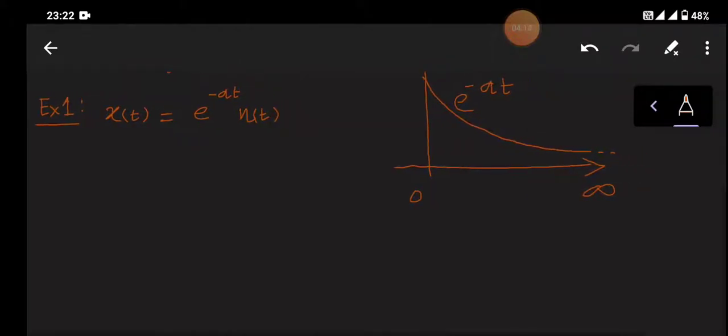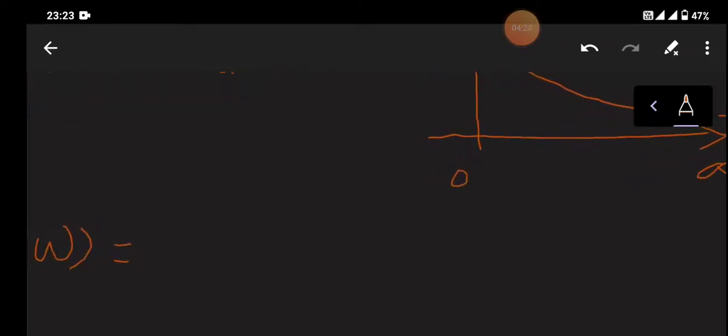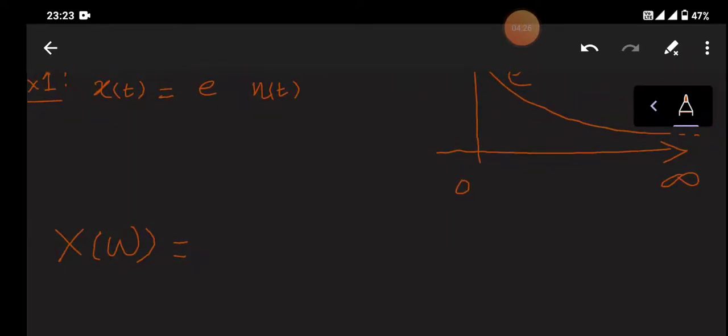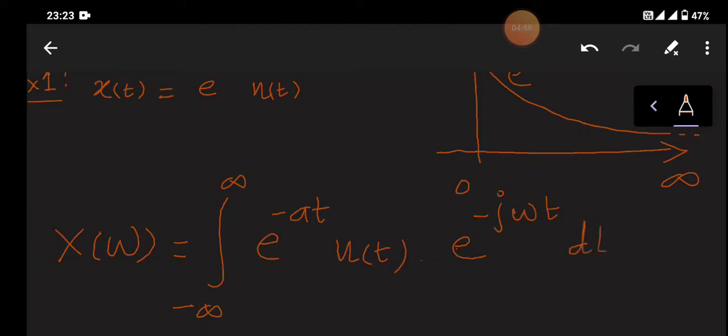So next we can calculate the transform. X(omega) is equal to the integration from minus infinity to infinity of x(t) e to the power minus j omega t. So x(t) here is e to the power minus a t u(t), multiplied by e to the power minus j omega t dt.